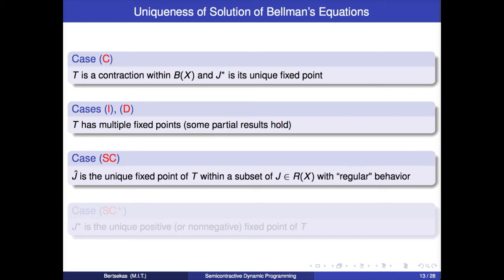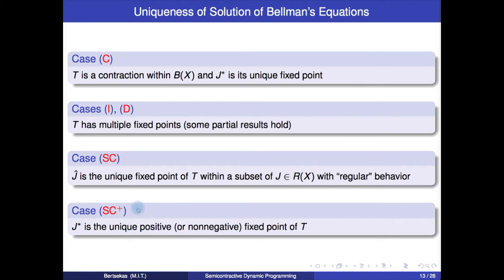In the semicontractive case, J hat, the restricted optimal cost function, is a unique fixed point of T within a subset of regularity of the space of real valued functions. The most powerful results hold only for that case. In the case where we have a semicontractive model in the space of positive functions, J star is the unique positive fixed point of T, or perhaps non-negative in some cases, consistent with the previous case.